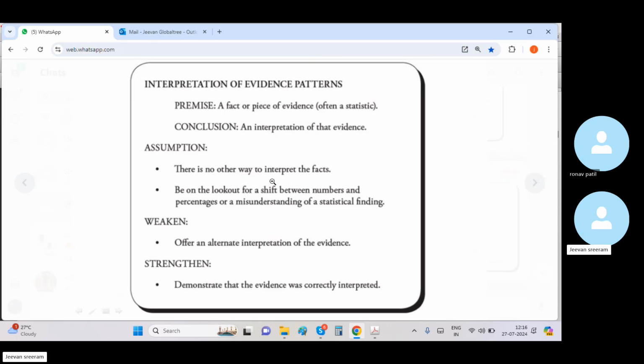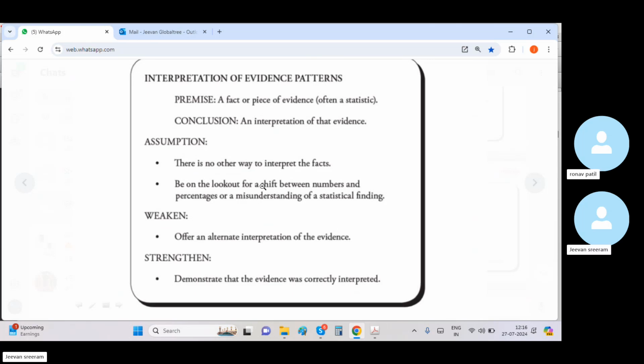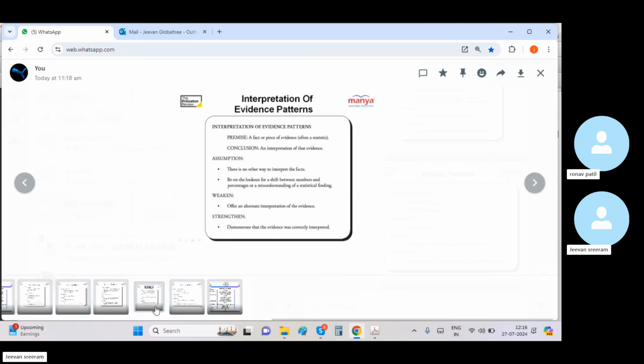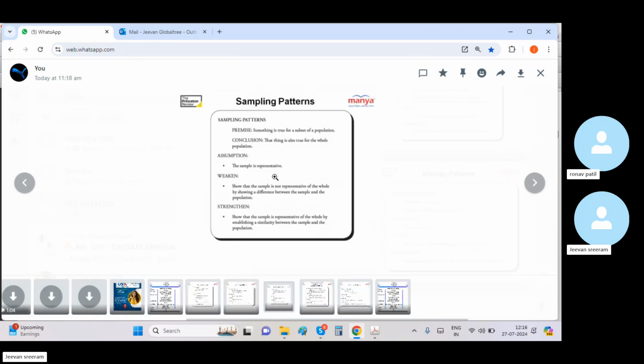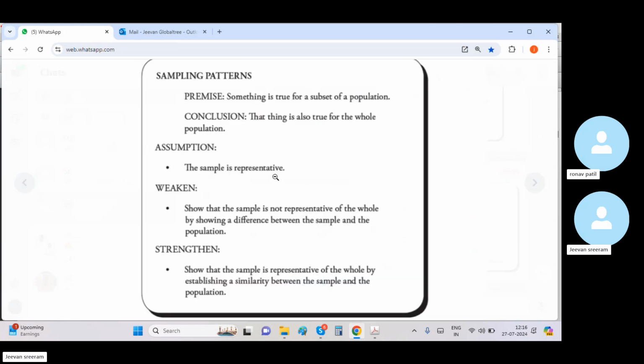We can offer an alternative interpretation of the evidence. The given evidence should be understood in this way; the given understanding is wrong. Demonstrating the evidence was correctly interpreted is for strengthening. Weakening is if you come up with an alternative explanation. Okay. So the other one, sampling pattern, what we discussed, right?